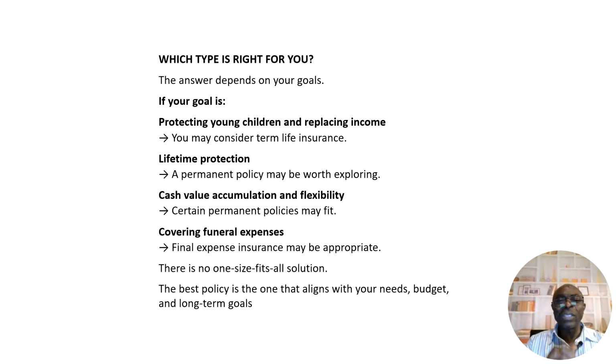Now, which type of these policies is right for you? The answer depends on your goals. If your goal is protecting your children and replacing income, you may consider term life insurance. If your goal is lifetime financial protection, a permanent policy may be worth exploring. If you are looking for cash value accumulation and flexibility, then certain permanent policies may fit you. And for covering funeral expenses, final expense insurance may be appropriate. There is no one size fits all solution. The best policy is the one that aligns with your needs, your budget, and your long term goals.